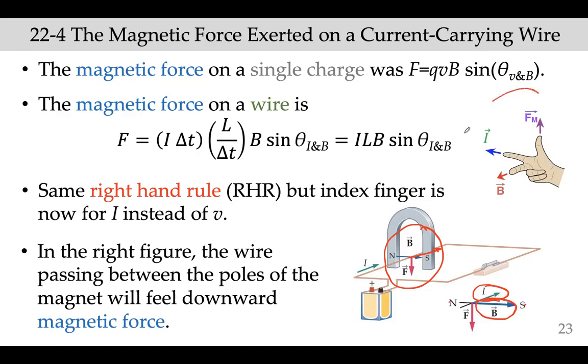And now use your right hand to find the direction of force. So your index finger points this way, your middle finger points this way. So this is the middle finger, this is the index finger, and your thumb will show you that the magnetic force on this wire in this setup is in the downward direction. So this is your thumb.